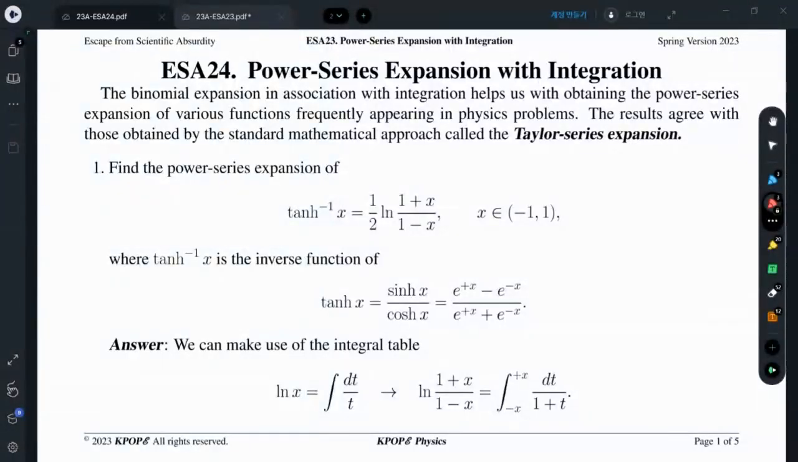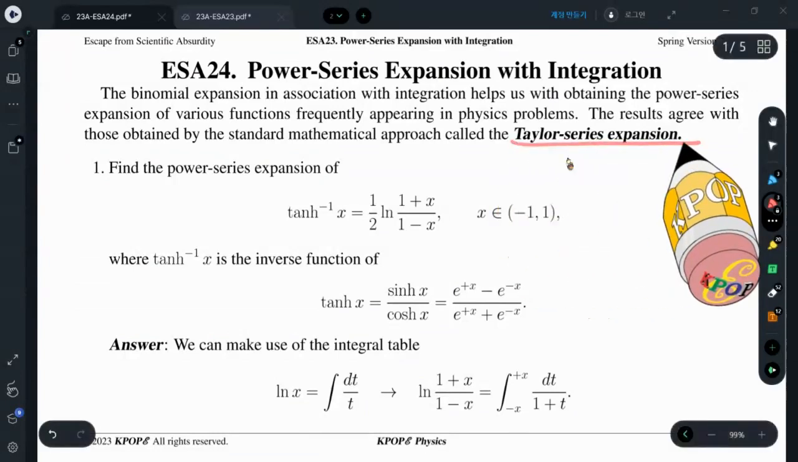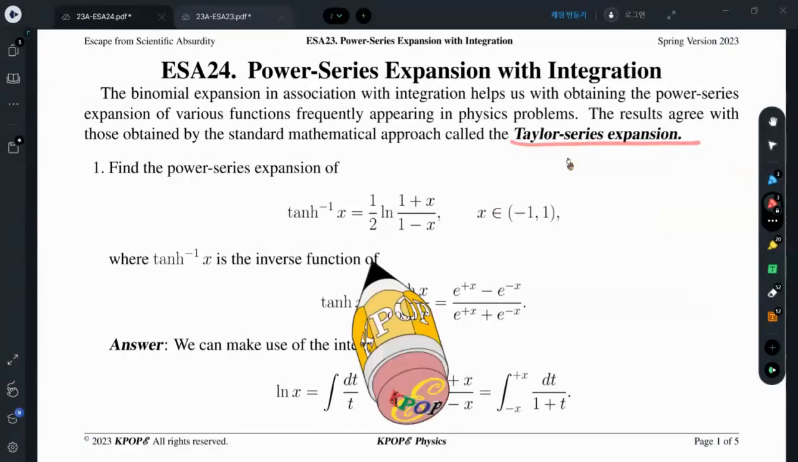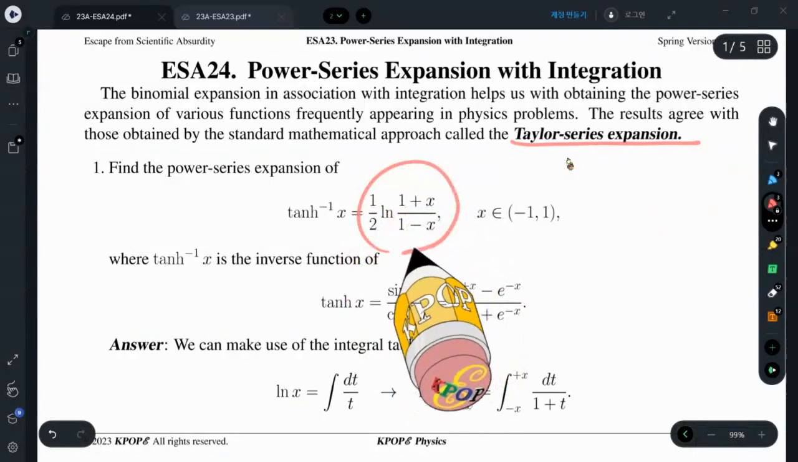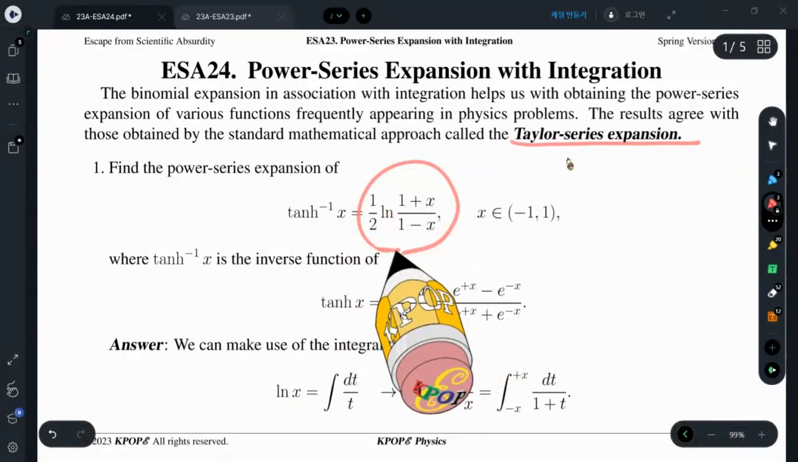Okay, 24, power series expansion with integration. If you learn how to compute the Taylor series expansion, you can expand this function that is called the tangent hyperbolic inverse, or arctangent hyperbolic. It is a rather tedious job, but it is straightforward anyway.